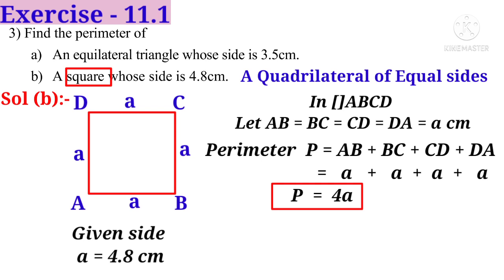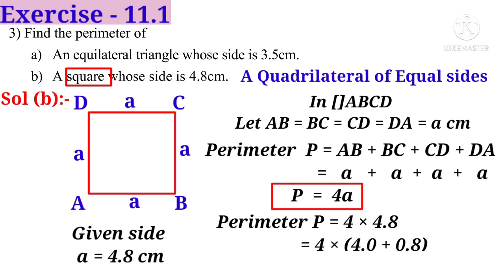P is equal to 4a is the perimeter. Given the side a is 4.8 centimeters. So perimeter P is equal to 4 into 4.8. That is 4 into (4.0 plus 0.8). 4 into 4.0 is 16.0 plus 4 into 0.8 is 3.2. So 16.0 plus 3.2 is nothing but 19.2 centimeters is the perimeter of the square.